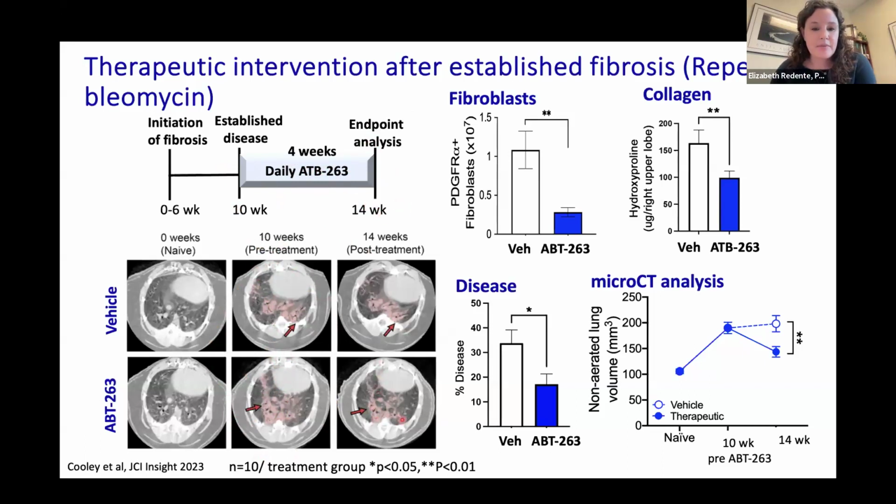And we could see a significant reduction in the overall fibrosis after treatment compared to mice that received vehicle. And this is all the quantitation here on the right. So we saw a reduction in fibroblast numbers, which was part of our hypothesis with this drug, a significant reduction in collagen, starting to return to normal of the non-aerated lung volume with our micro-CT analysis, and a decrease in our disease score from the histopathology.